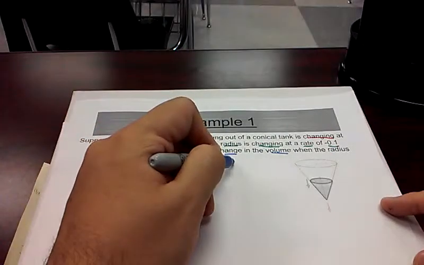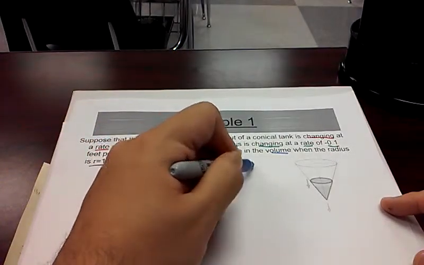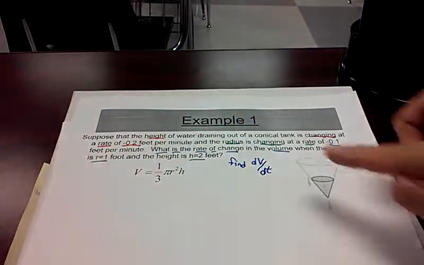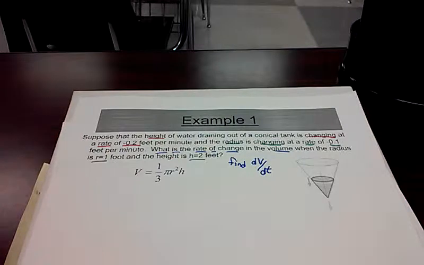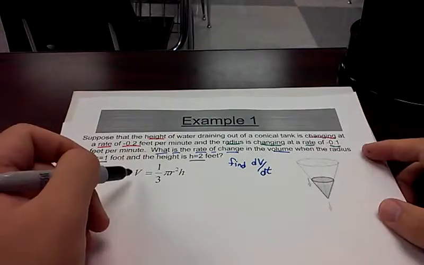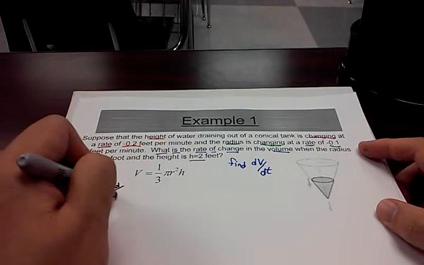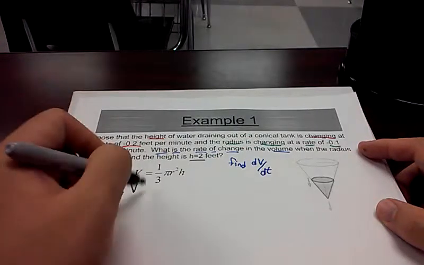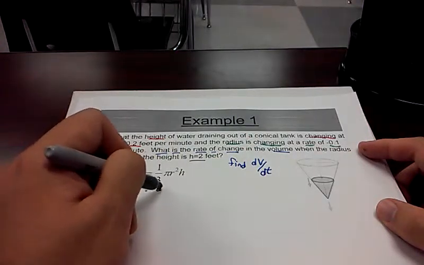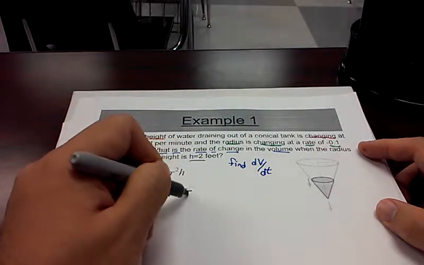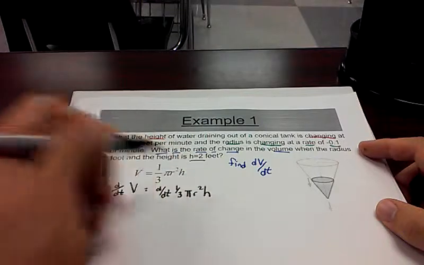So it's wanting you to find the derivative of volume with respect to time, or how fast the volume is changing over time. So since I've already got the formula, I'm going to take the implicit differentiation of this with respect to time. In other words, the derivative with respect to time of V equals the derivative with respect to time of 1/3 pi r squared h.